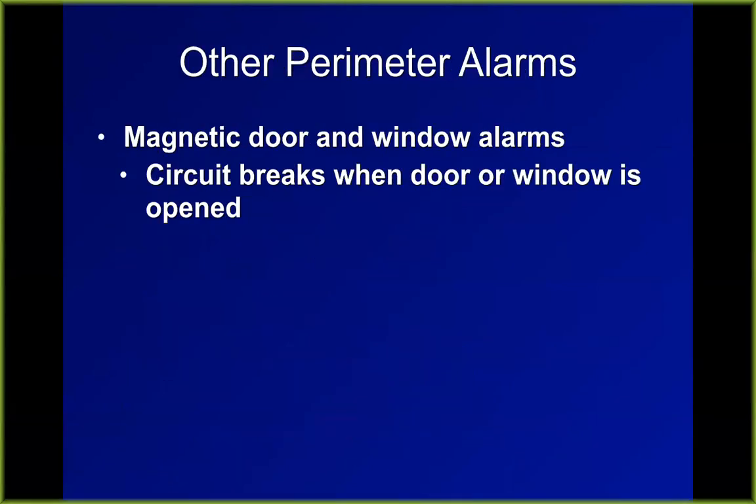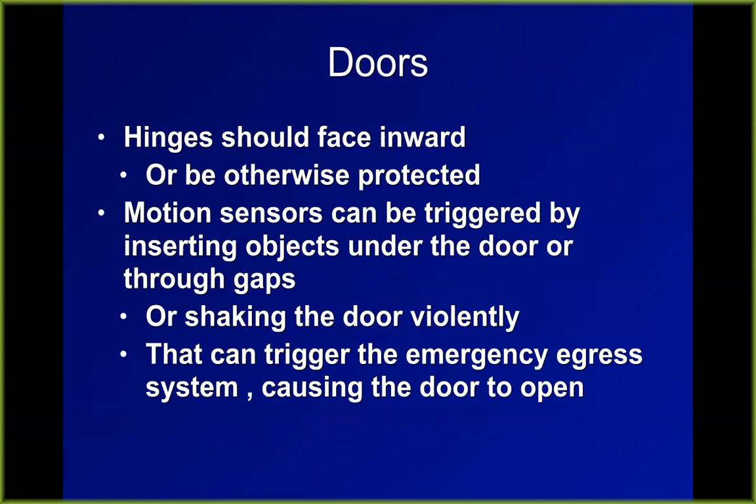There are magnetic door and window alarms that detect when windows are broken or open, and then they set off an alarm or alert a security professional, security guard. Your doors should be arranged so the hinges are on the inside, so an attacker can't take the hinges apart from the outside and get in.